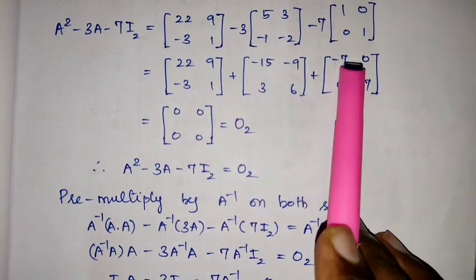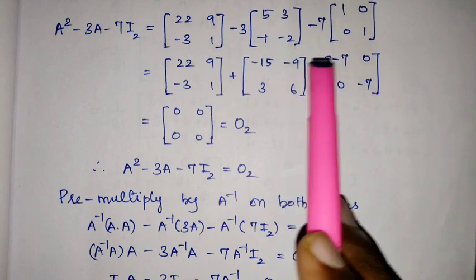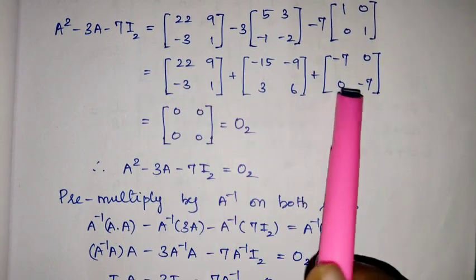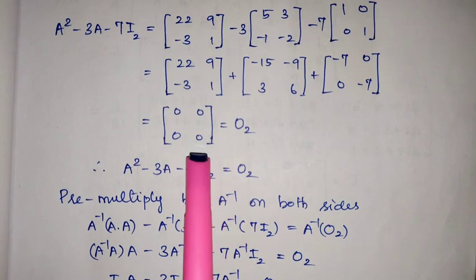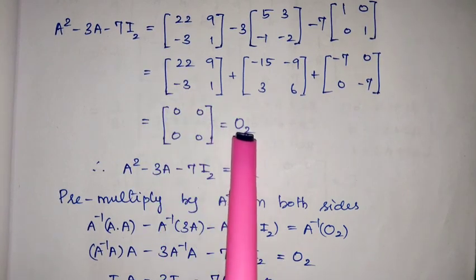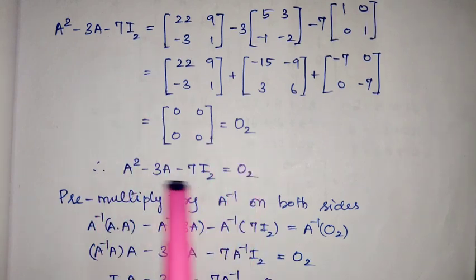Now you can add it. 22 minus 15 minus 7 is 0. 9 minus 9 plus 0 is 0. 3 minus 3 plus 0 is 0. 1 plus 6 minus 7 is 0. Okay. So finally all the elements are 0. So it's a 0 matrix. So hence we proved that.